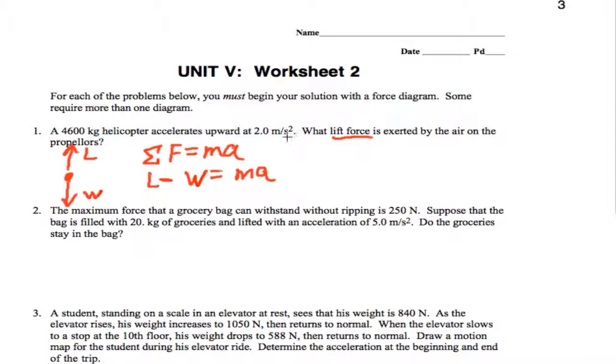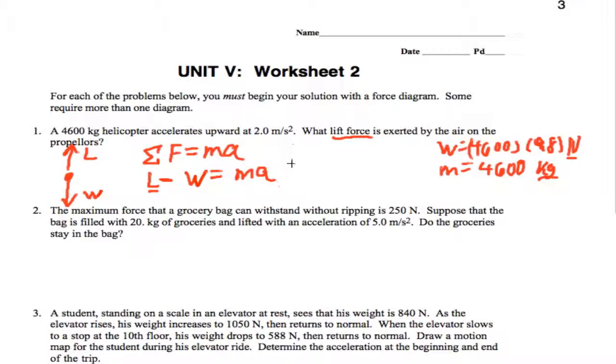So now what we want to do is put in some numbers, and what we're trying to calculate is the lift force. So let's just do a little side calculation here. The weight of the helicopter is 4,600 times 9.8. And of course, let's remember that the mass of the helicopter is 4,600 kilograms. So I want to make sure that we're getting these units right. Remember that mass is kilograms and weight is newtons.